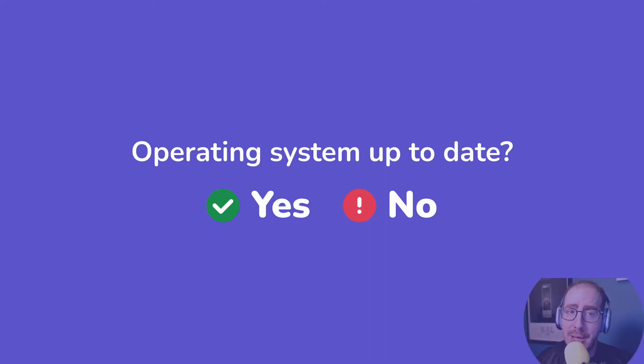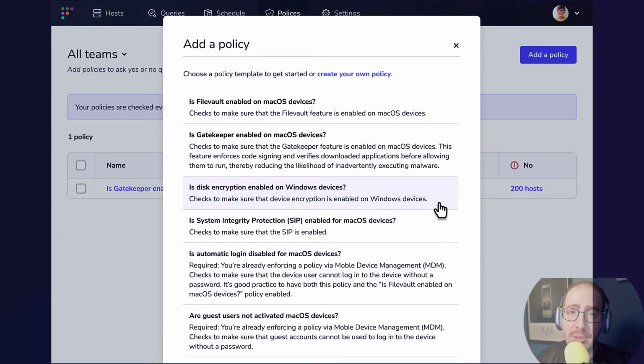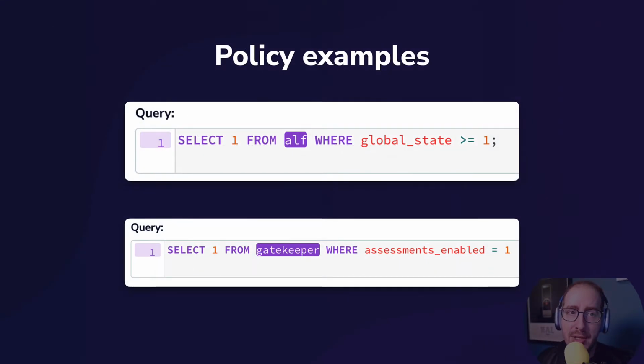You can also create policies, which are queries that pass or fail. For example, does this machine have unencrypted SSH keys? If yes, I want that to fail. Is this machine up to date? If yes, I want that to pass. Is this machine encrypted? Is Gatekeeper running? Is the firewall on? Here are two examples of simple queries.